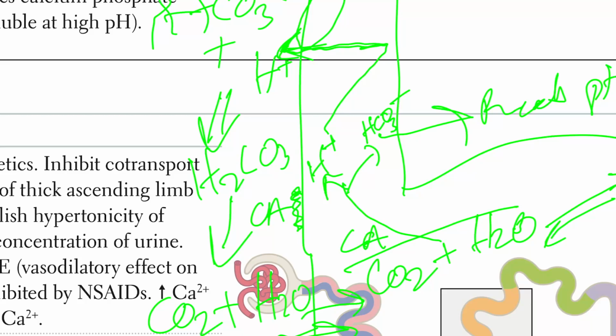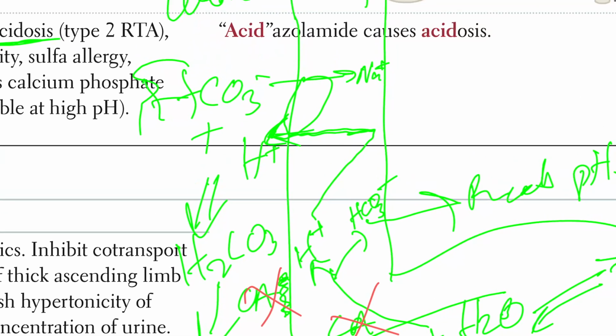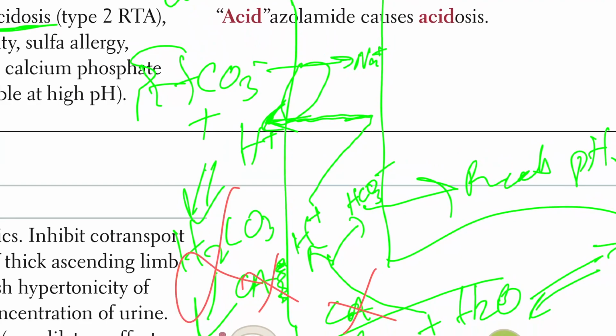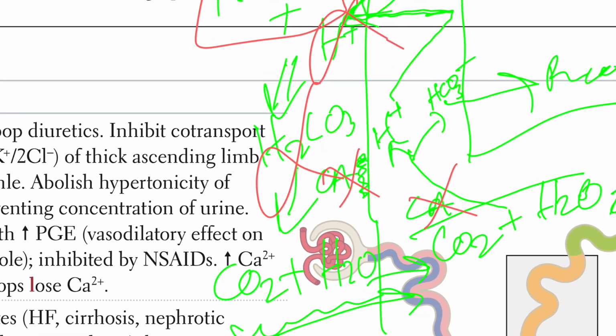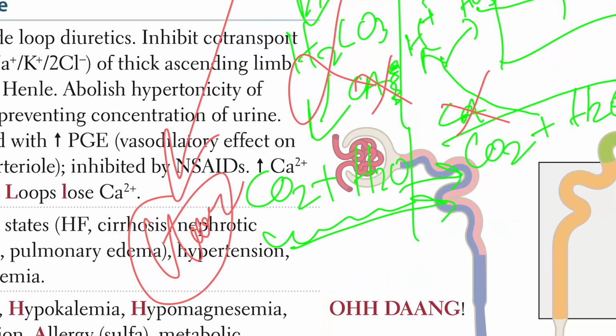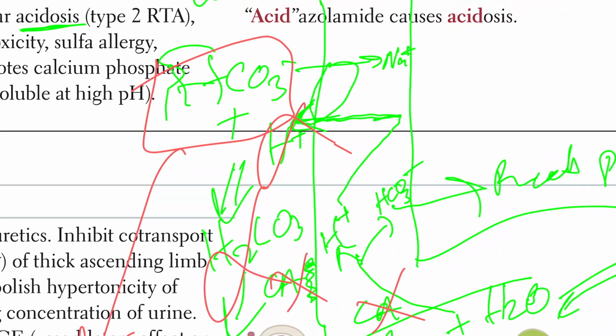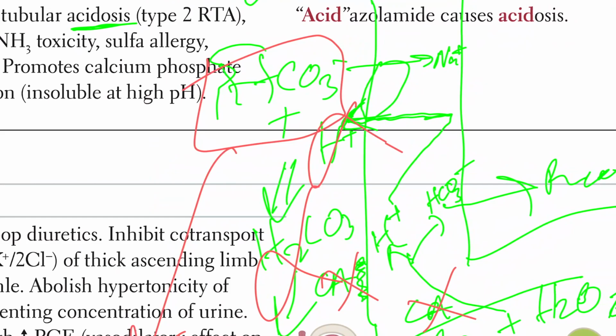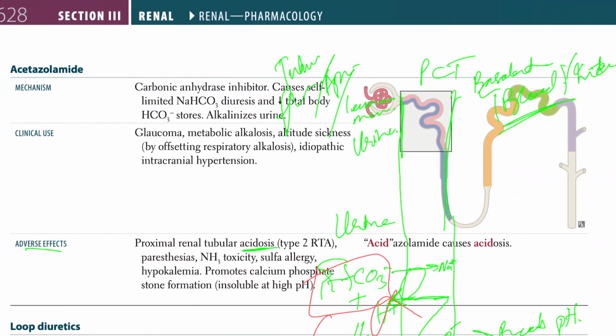But let's now do the pharmacology. So when we inhibit this carbonic anhydrase, guess what? We cannot form this, and we cannot form the hydrogen. So we are left with this thing going out in urine. It goes straight out. That bicarb goes straight out in urine. So that is what they're saying there.